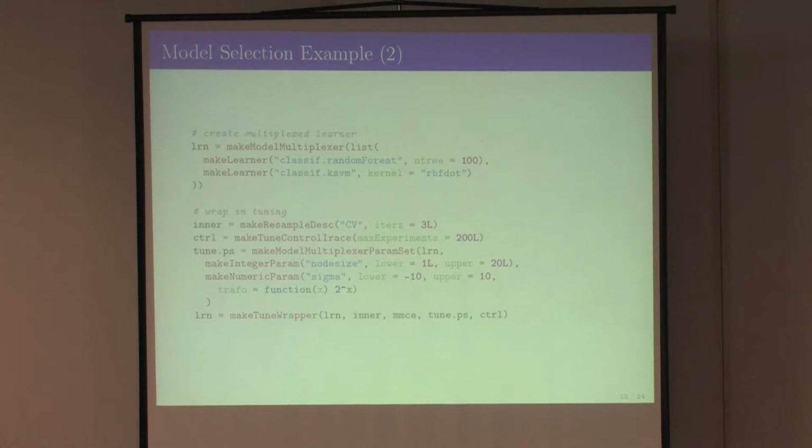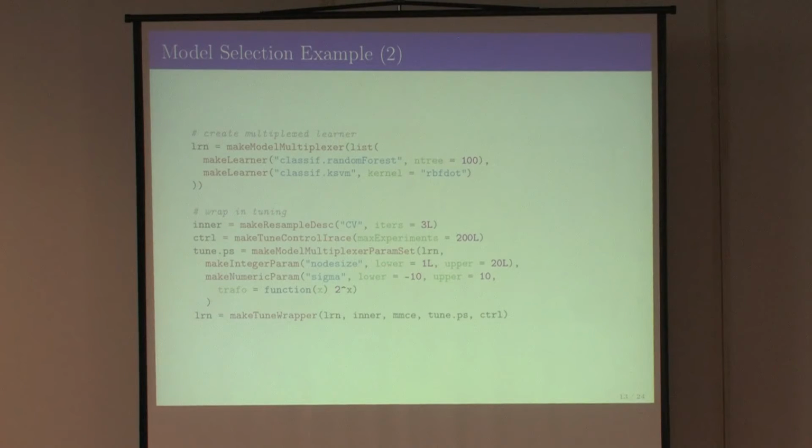And here is how this code looks. I don't know how many lines these are, 10 or so. So you construct this multiplexer, it's not really an ensemble, out of the random forest, out of the SVM. You change the parameters a bit. And you say I want to do threefold cross-validation, in this case, because I don't want to wait so long. You say I want to do iterated F-racing with 200 experiments.